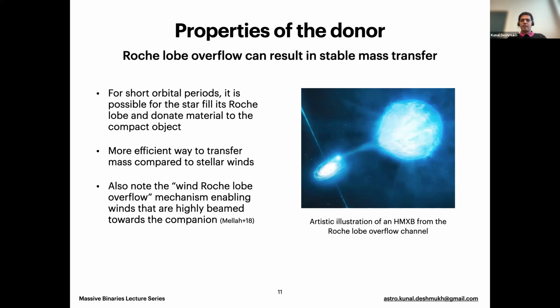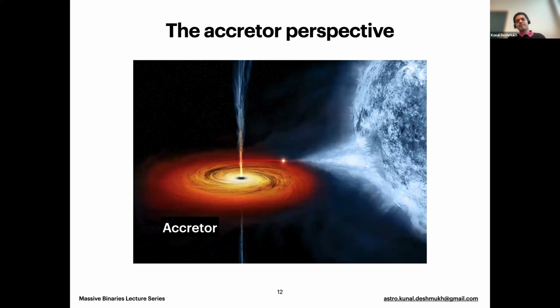Okay, so I will now switch to the accretor. And in most of the high mass X-ray binaries we know, most of them actually have neutron star accretors. This has some support from the fact that there are more lower mass stars than higher mass stars, and there are also many other factors involved. But given that most high mass X-ray binaries we know have neutron stars, I'll spend more time on neutron stars.